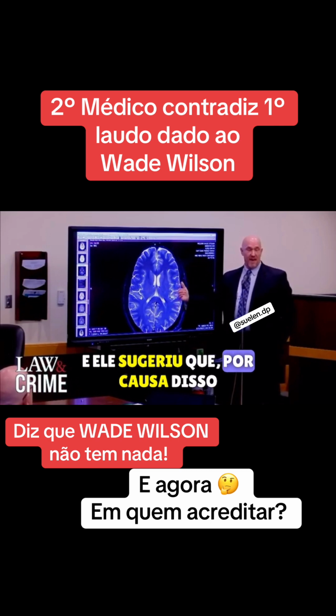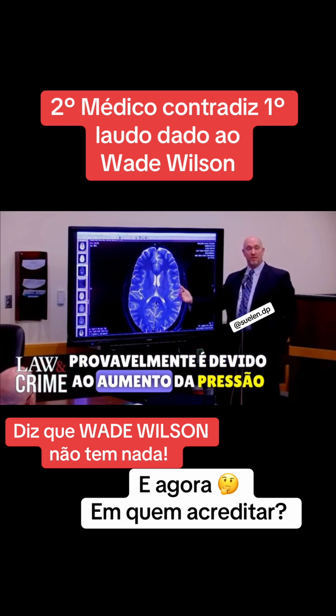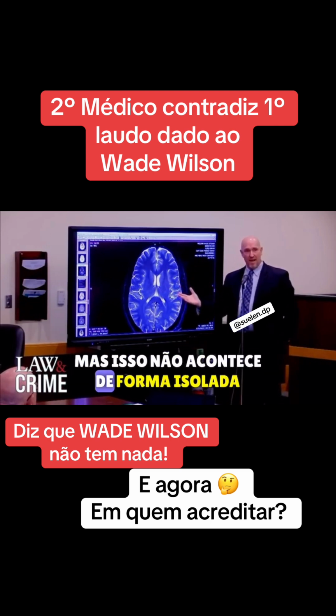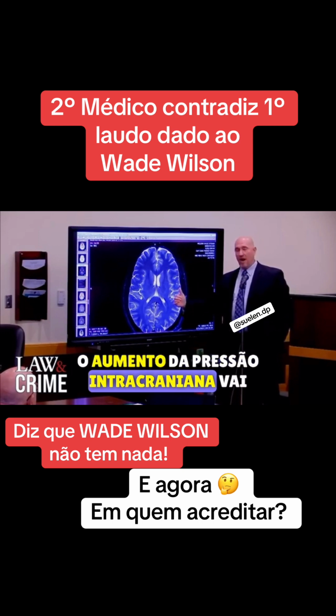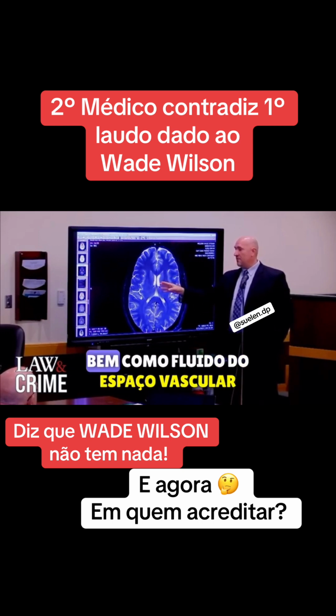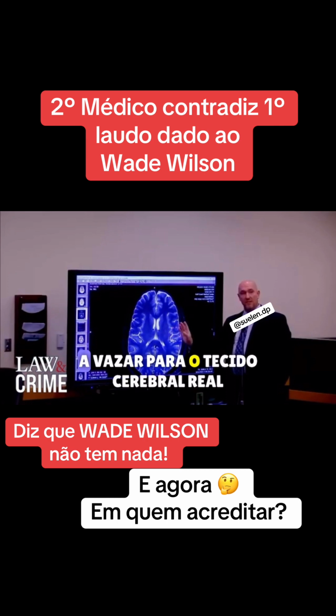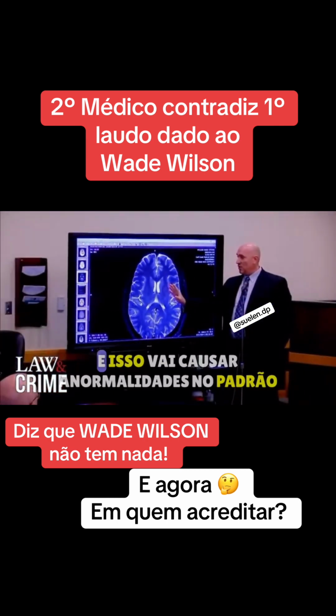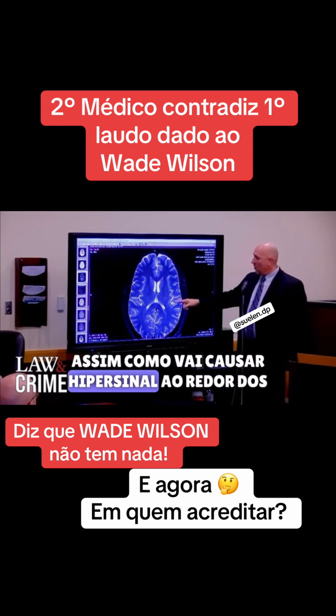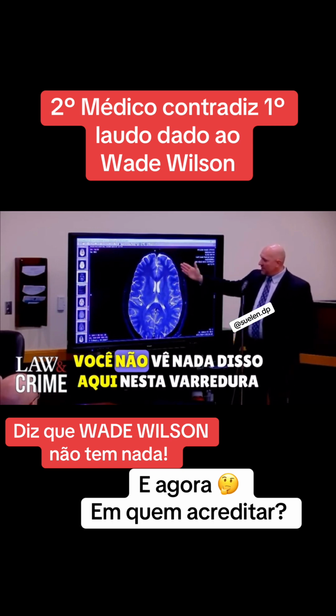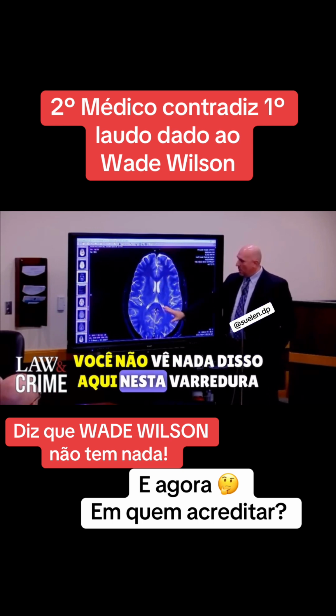And he suggested that because of that, there's probably increased intracranial pressure. But that doesn't happen in isolation. Increased intracranial pressure is going to cause fluid from the ventricles as well as fluid from the vascular space to spill out into the actual brain tissue, and that's going to cause abnormalities in the CSF pattern, as well as hyperintensities around vessels. You see none of that here in this actual scan whatsoever.